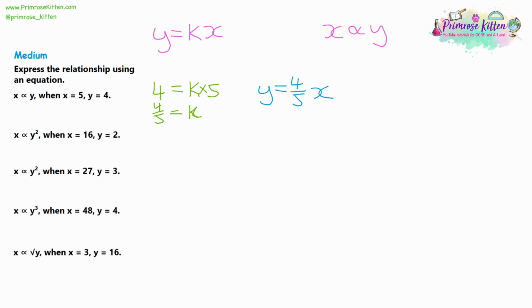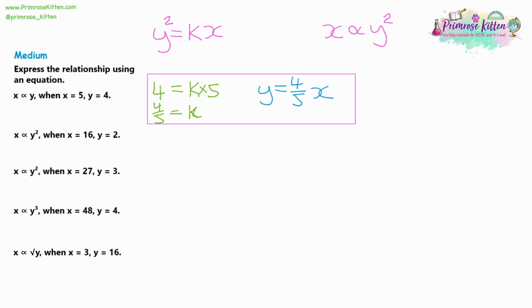So what's different about the medium questions? You'll notice in question 2 that x is not proportional to y. X is proportional to y squared. So I'm just going to add that to my key at the top to put in the y squared. That means with our equation, it won't be y equals kx, it'll be y squared equals kx.